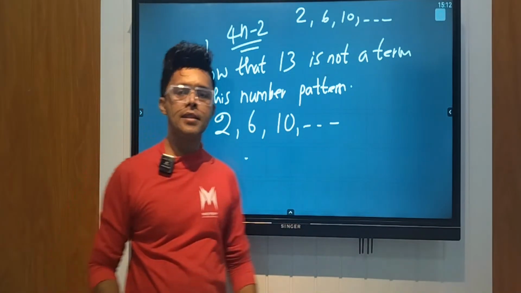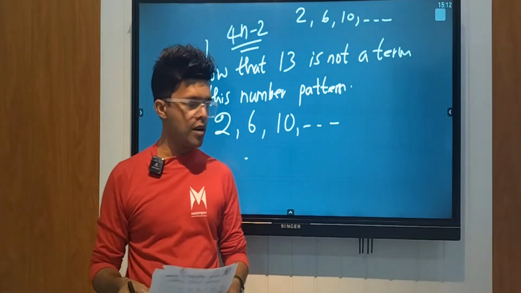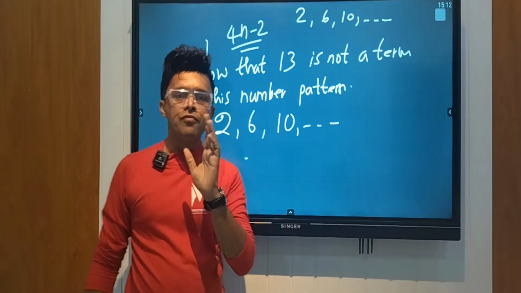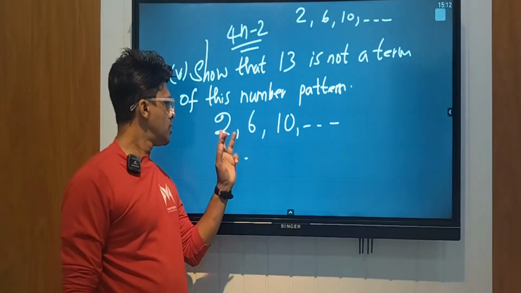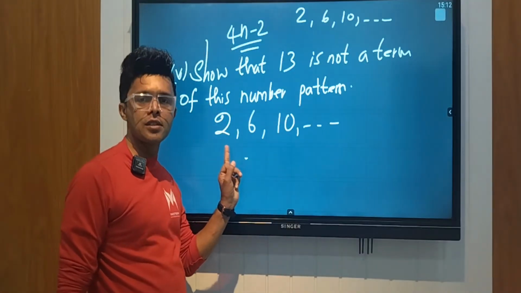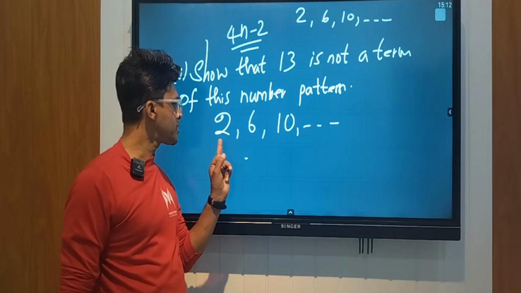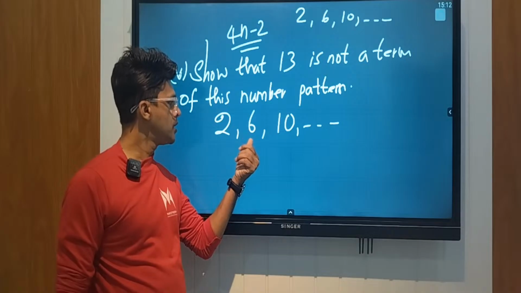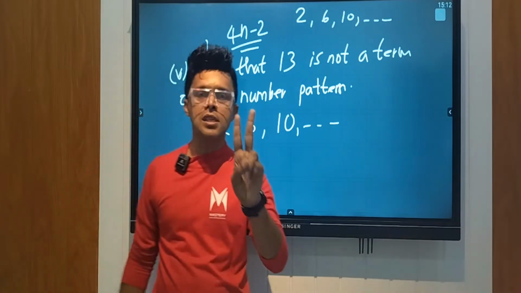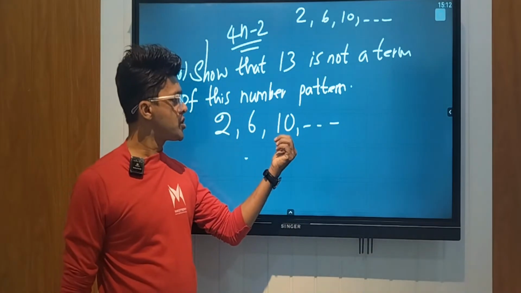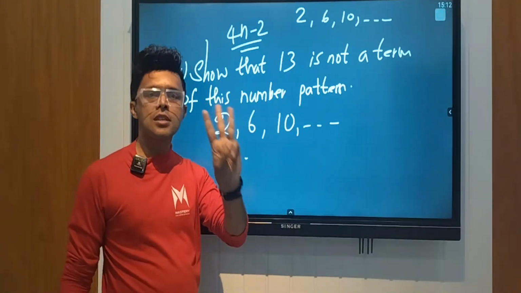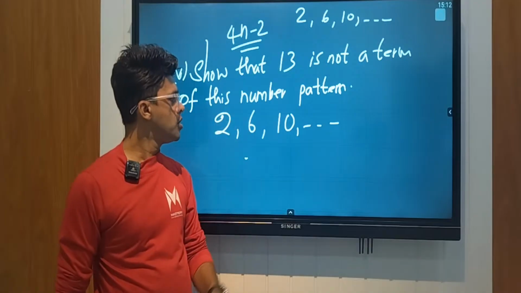You tell me, just think about this one: which term is 2 here? 2 is the first term. Which term is 6 here? 6 is the second term. Which term is 10 here? 10 is the third term.